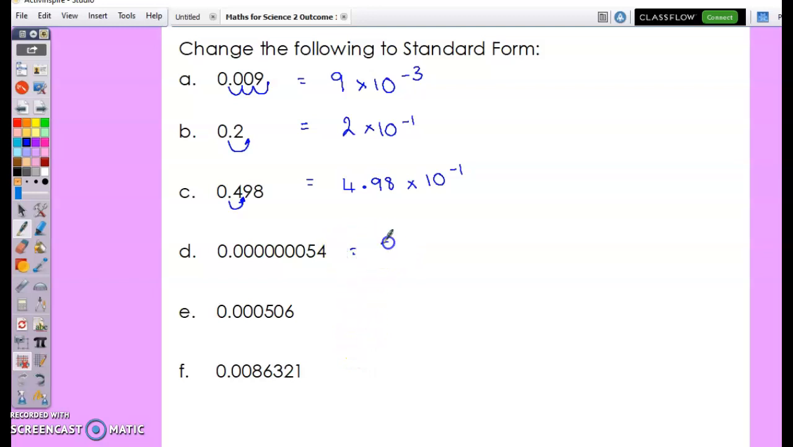D, the number between 1 and 10 is going to be my 5.4. I'm going to times 10 to the power of, and this is where we need to do careful counting, especially on a computer screen. 1, 2, 3, 4, 5, 6, 7, 8. Remember the minus for it being a small number. So 5.4 times 10 to the power of minus 8. E, 5.06. So my decimal point's going to here. I've moved it 1, 2, 3, 4 spaces.